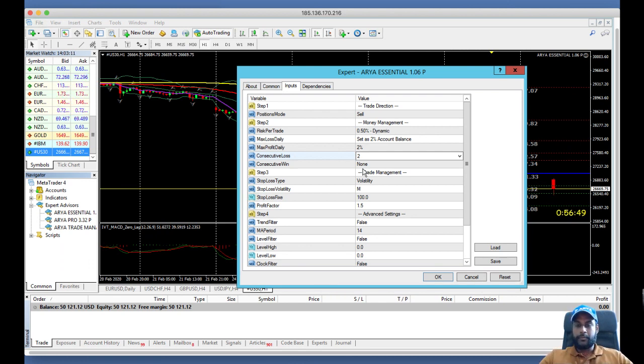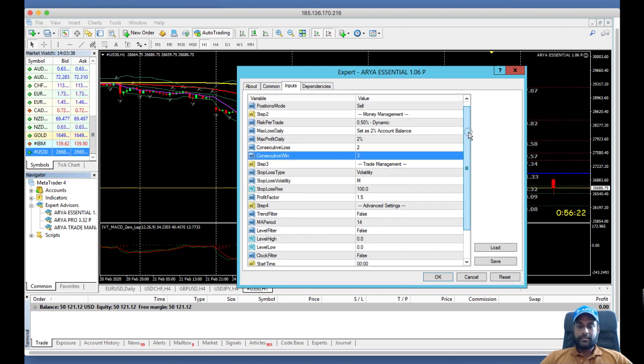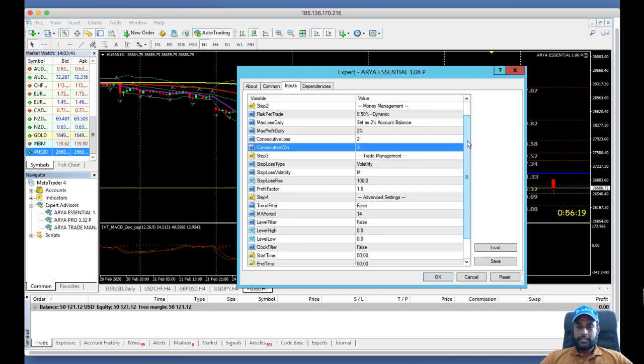So basically, I'm risking 0.5% of my capital on that trade, and I can lose 2 times in a row before being stopped by ARYA. So basically, the percentage of my equity I will risk today is 1%. You multiply 2 consecutive losses by the risk per trade. Consecutive win. If I win 3 trades in a row, I'm okay with that. So that's kind of cool.